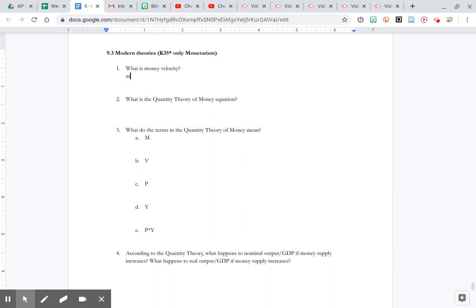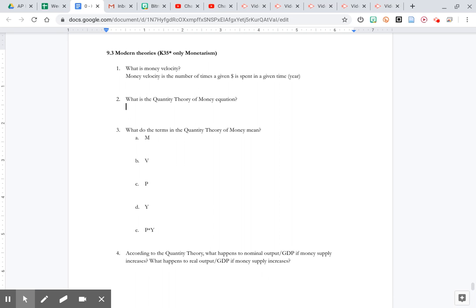So money velocity is the number of times a given dollar is spent in a given time. Typically, it's a year. And so we'd say, how many times does a typical dollar get spent in a given time period? And in this case, we'll just say a year.